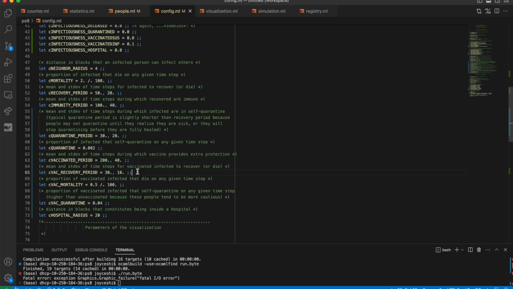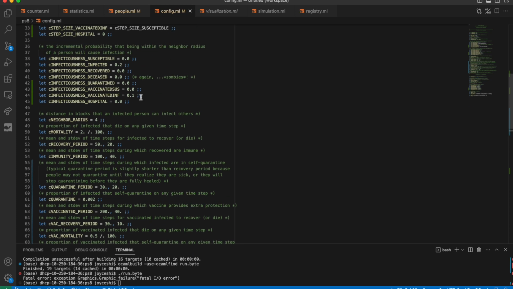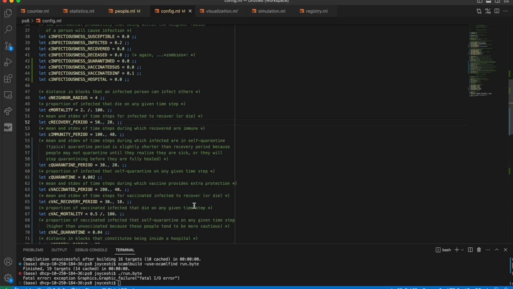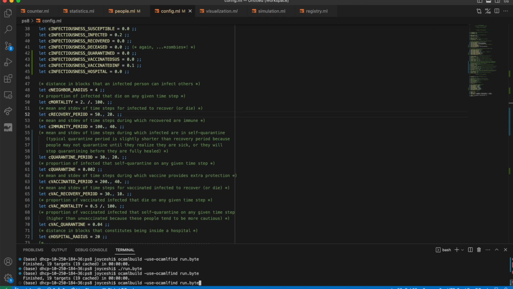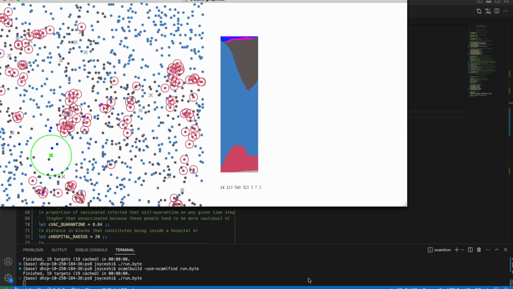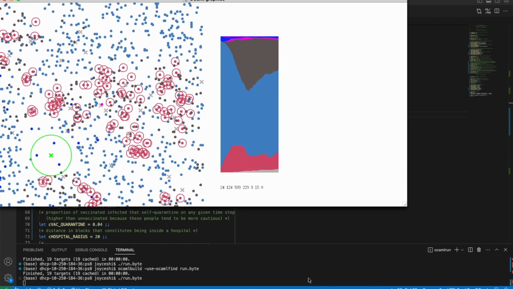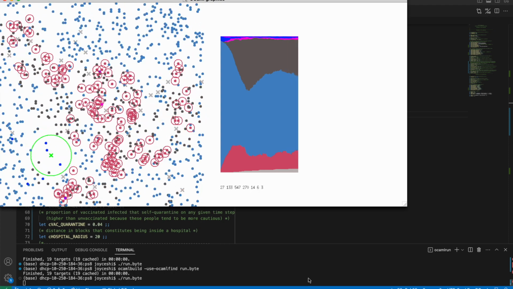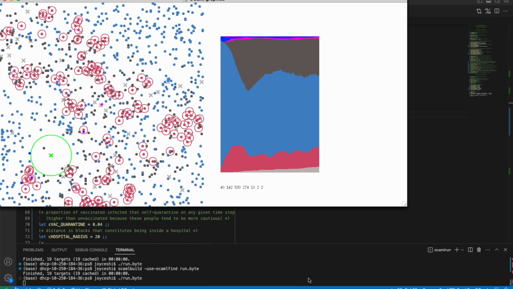And so we see here that the vaccination recovery period, or the recovery period for a vaccinated person is much shorter, as well as the mortality rate is lower. And the quarantine proportion for people who are infected but vaccinated is higher. The infectiousness of a vaccinated person will also be lower than for a non-vaccinated person. And so now we run our simulation, and we can track the vaccinated susceptible people in the dark blue, and anybody who is vaccinated and becomes infected will be in the purple.